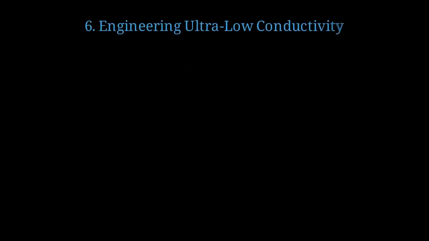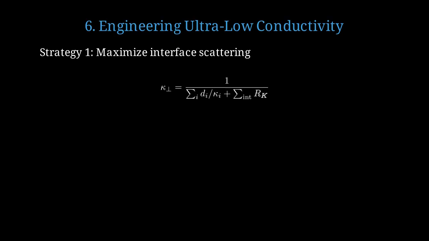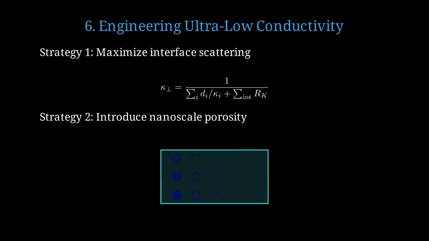Now let's see how we engineer structures with ultra-low, near-zero thermal conductivity. Strategy 1. Maximize interface scattering by creating many interfaces in superlattices. Perpendicular conductivity equals 1 over the sum of layer resistances, d_i over kappa_i, plus interface Kapitza resistances, R_k. Strategy 2. Introduce nanoscale porosity to scatter phonons at void boundaries. A porous nanostructure with periodic voids creates strong phonon scattering, reducing thermal conductivity by an order of magnitude.